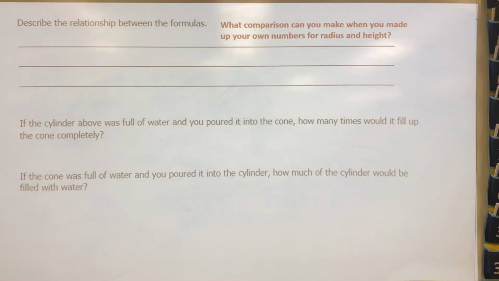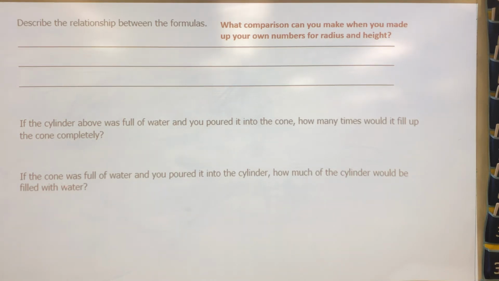So what comparison can you make when you made up your own numbers for radius and height? How much different is the volume? Additionally, think about if a cylinder was filled full of water and you poured it into the cone, how many times could you fill up the cone? So we have to understand that the cylinder is going to have more volume than the cone. So how many pours would that be?